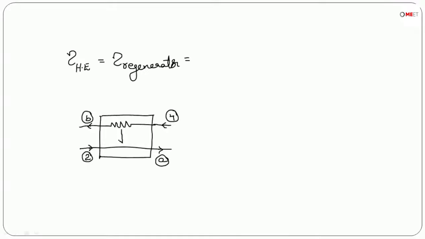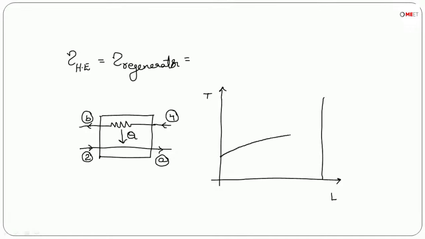In the heat exchanger, heat is lost by the fluid that is moving from 4 to B. If you observe, both fluids are flowing in opposite directions. We can consider this as a counterflow heat exchanger and draw the temperature versus length diagram. From 2 to A there is a rise in temperature. This is T2 and this is TA, and from 4 to B there is a drop in temperature, so T4 to TB like this.